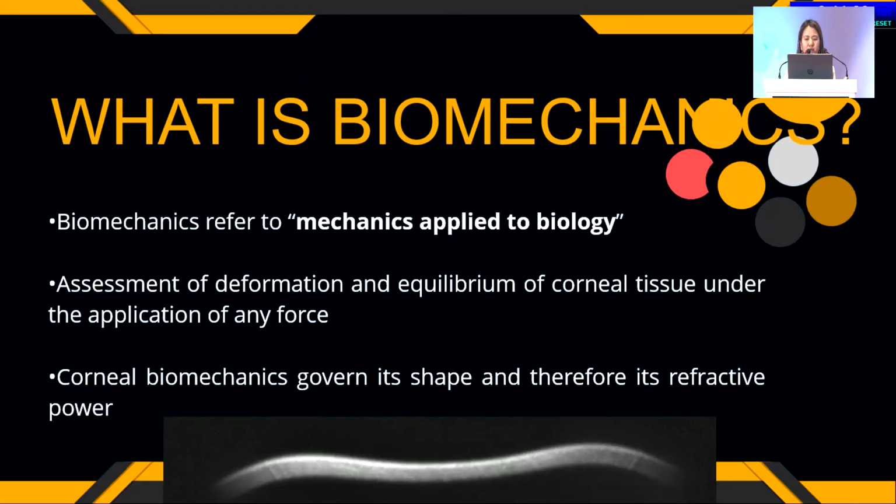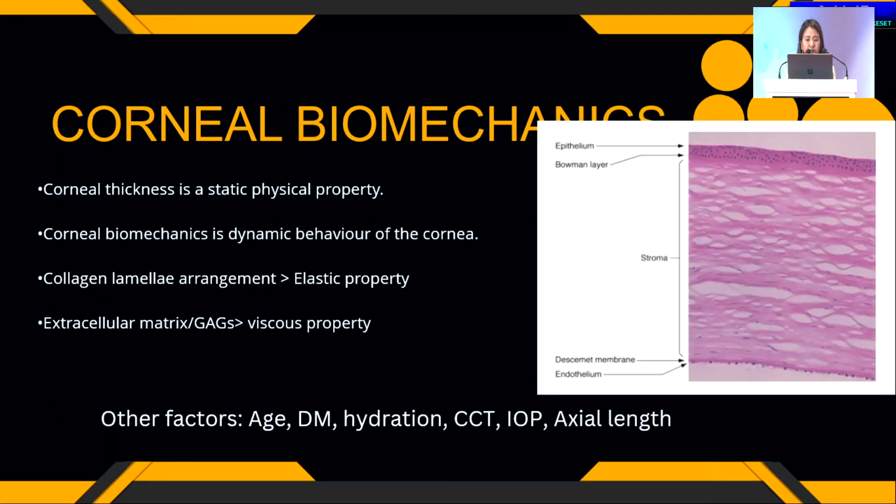So, the inherent viscosity of the eye along with the intraocular pressure, the balance is maintained to maintain the shape of the cornea, and hence the refractive power of the eye. The corneal thickness is a static physical property, so we cannot rely only on the thickness of the cornea to measure its strength.